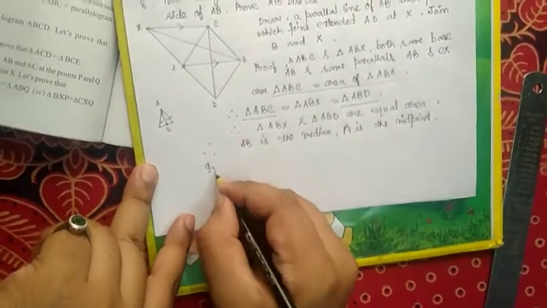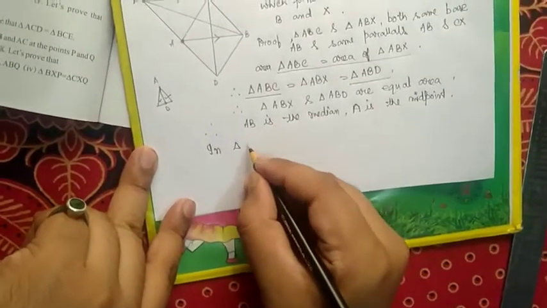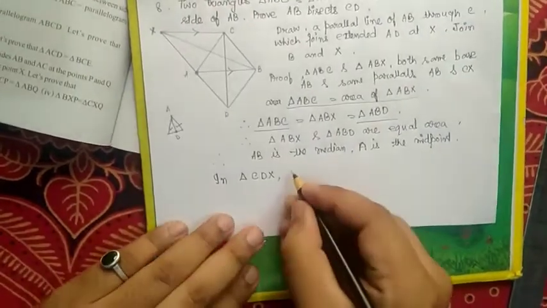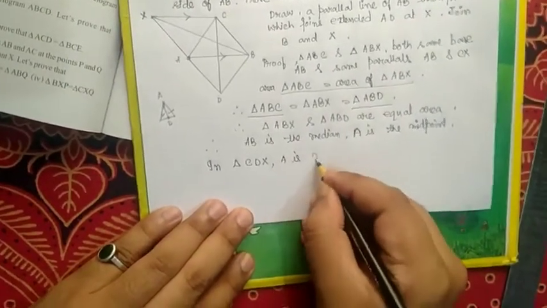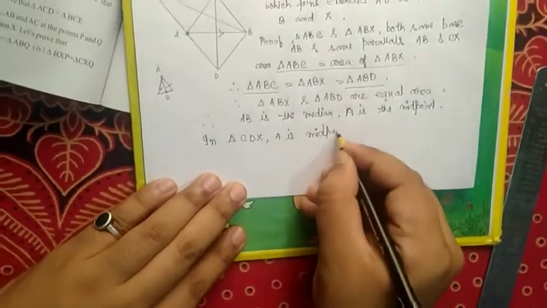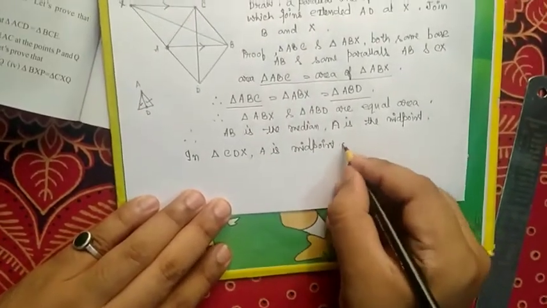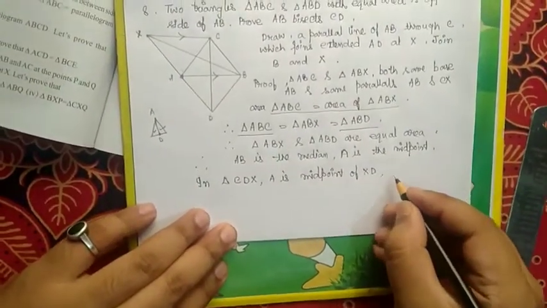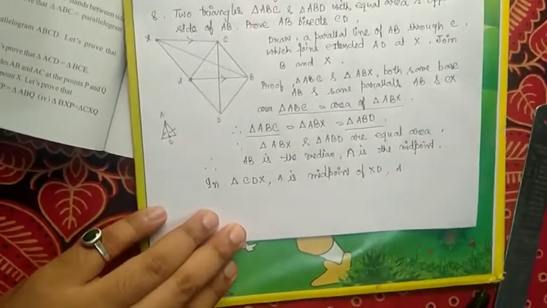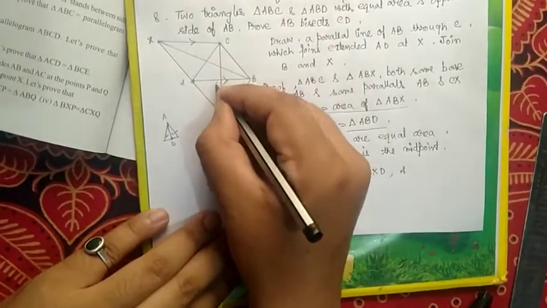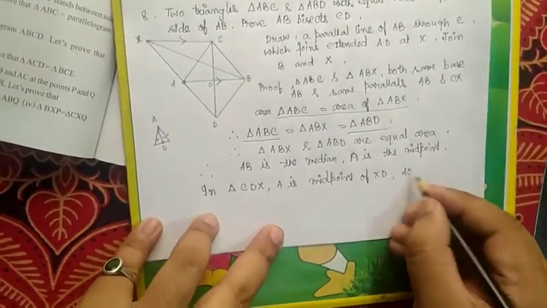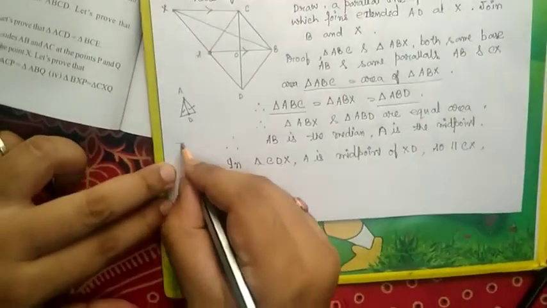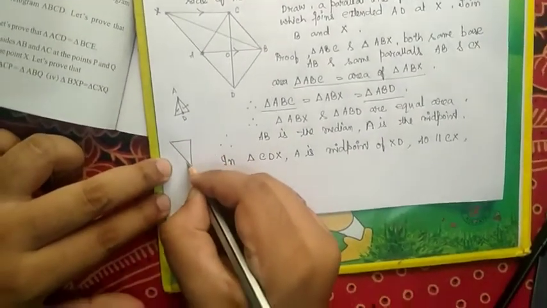Now in triangle CDX, A is the midpoint of XD, and suppose this point is named O, AO is parallel to CX. All of you look at this very carefully.